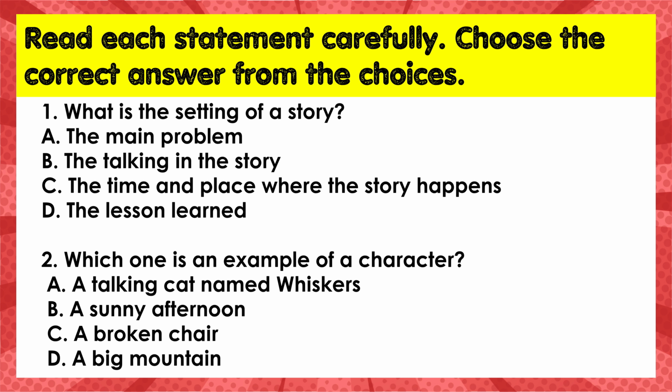What is the setting of a story? A. The main problem. B. The talking in the story. C. The time and place where the story happens. Or letter D. The lesson learned. Number 2. Which one is an example of a character? A. A talking cat named Whiskers. B. A sunny afternoon. C. A broken chair. Or letter D. A big mountain.